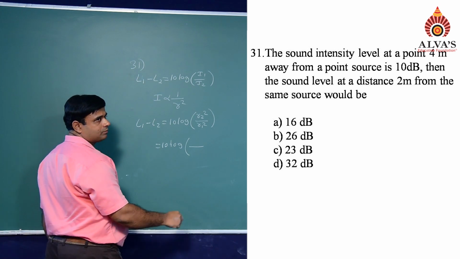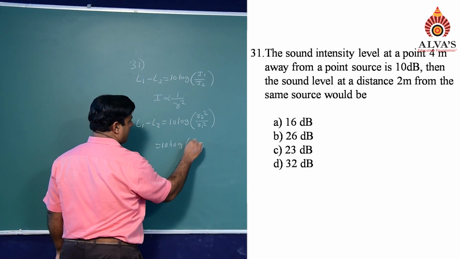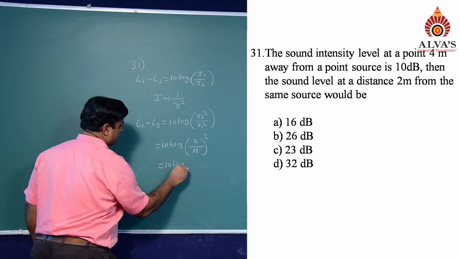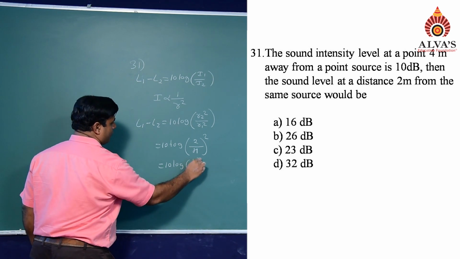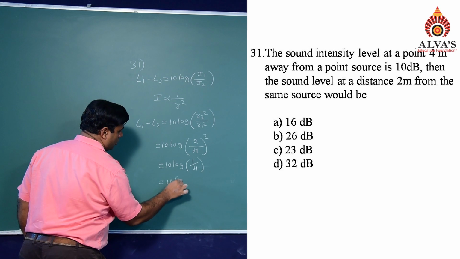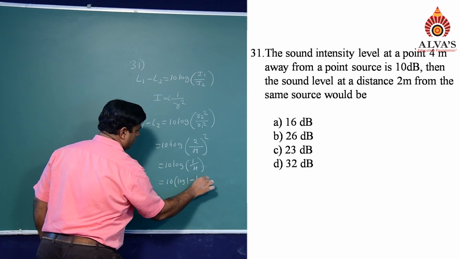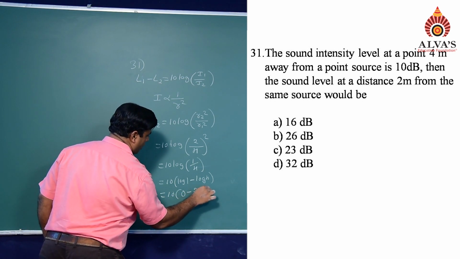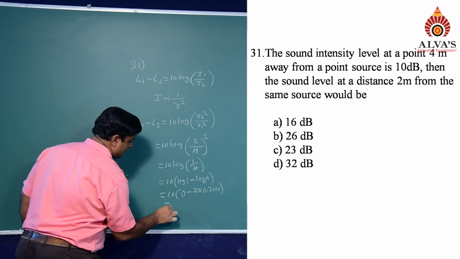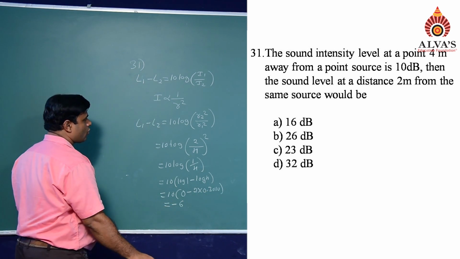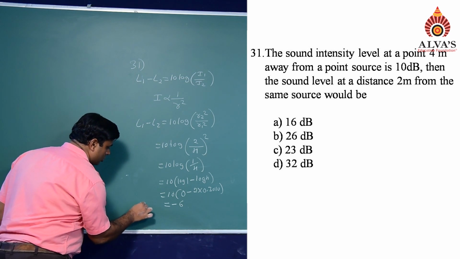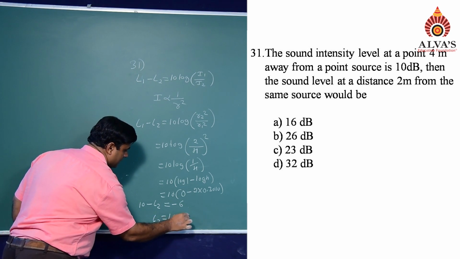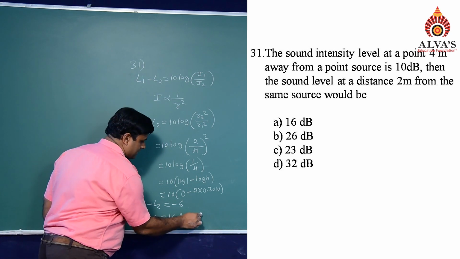R1 equal to 4 meter, R2 equal to 2 meter, which is 1 by 2 square, 1 by 4. 10 log 1 by 4, which is 10 into log 1 minus log 4, 10 into 0 minus 2 into 0.3010, which comes as minus 6, equal to L1, which is equal to 10 minus L2. Therefore, L2 equals 16 decibel. So, the answer is A.